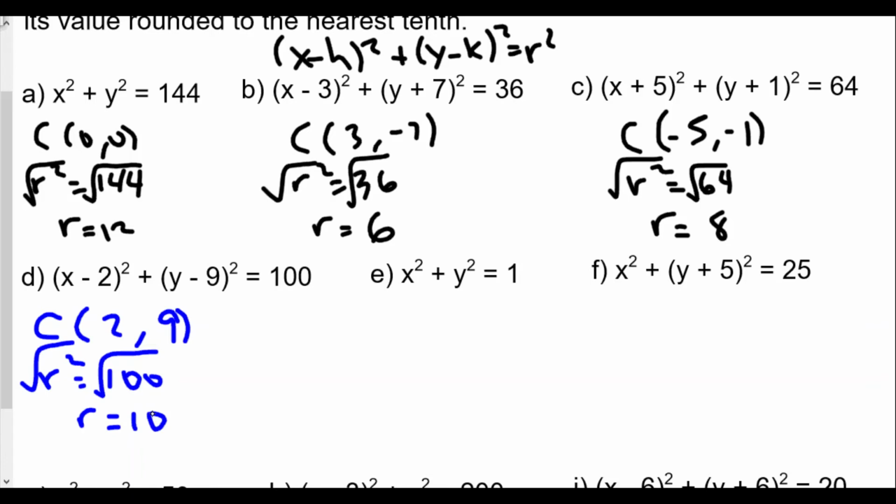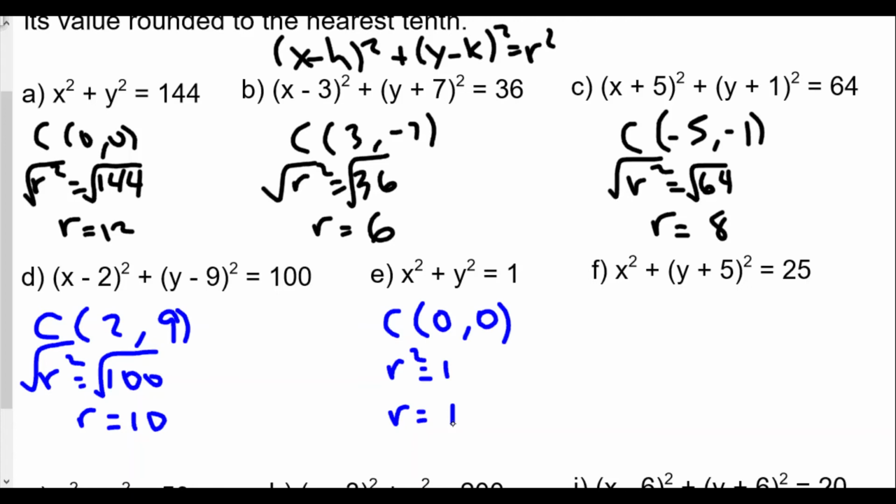Again, for E, x squared plus y squared is 1. And one way you can use them, you can actually use the x minus h squared plus y minus k squared equals r squared, because there's no number subtracting x. So x minus 0 would mean that the h value is 0. Same thing for the y. y minus 0 squared becomes y squared. So our y value center is going to be 0 as well. And since r squared is equal to 1, our radius is equal to 1.